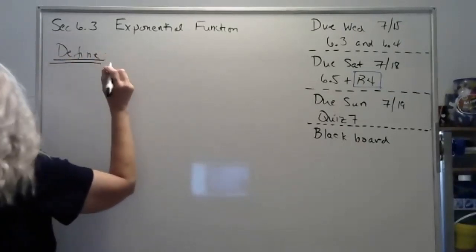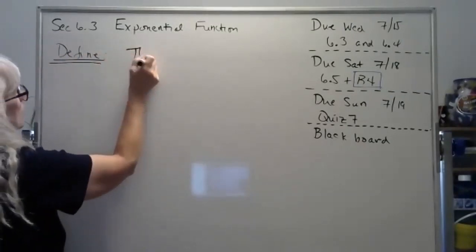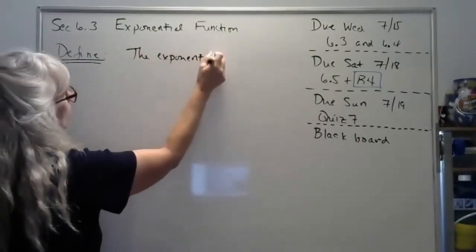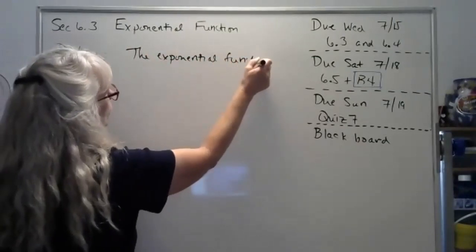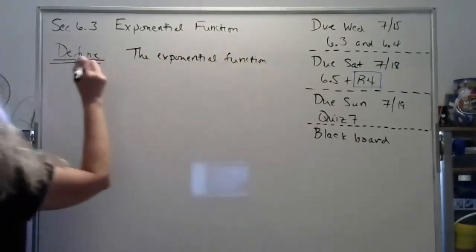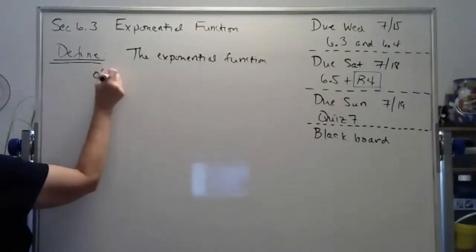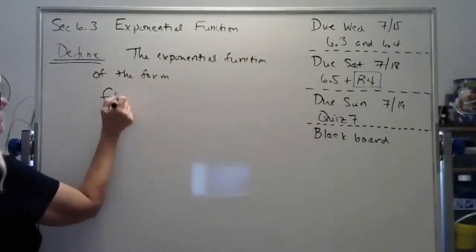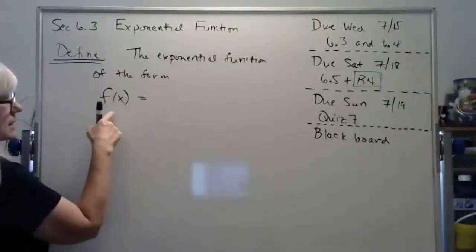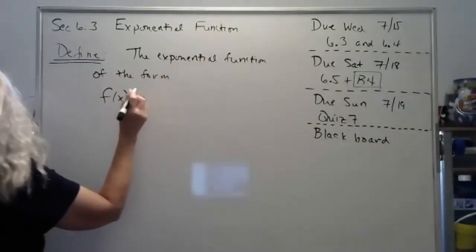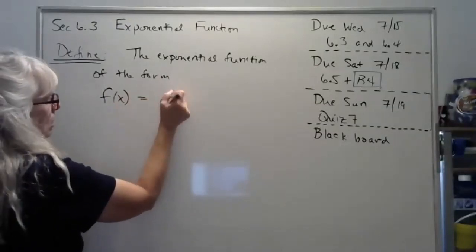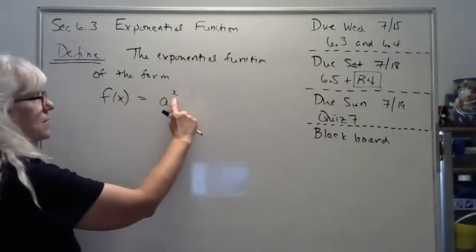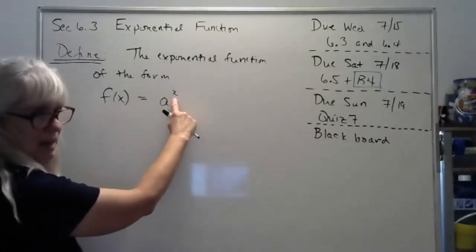And what that means is the exponential function is of the form, and because we're calling it a function, we'll label it with an f of x. Again, that's the same thing as y. And we're going to do a to the x power. So something really momentous happens here. All of a sudden, the variable x is the exponent.